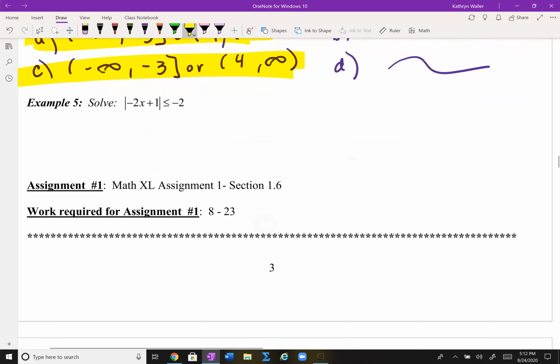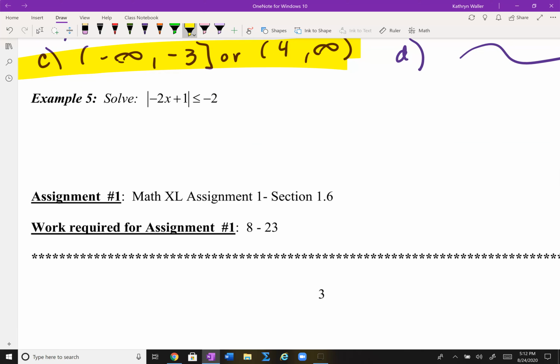All right, last problem. So again, we have an absolute value and we've got a negative, okay? So it's alone. So the next step would be to write it as an equal sign, right? So it would look like this, but an absolute value is never equal to a negative. It doesn't work.